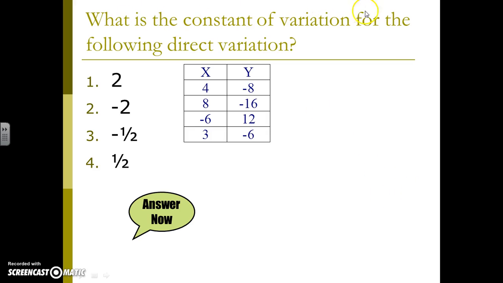So now, what is the constant of variation for the following direct variation? Let's take a look. If I was actually there, I'd be asking you to raise your hand and answer, but let's just see. Just write down the answer, copy the table in your notebook, and write the constant of variation next to the table, and if you can, try to write the equation that represents the situation. I'll give you a few seconds to do that.